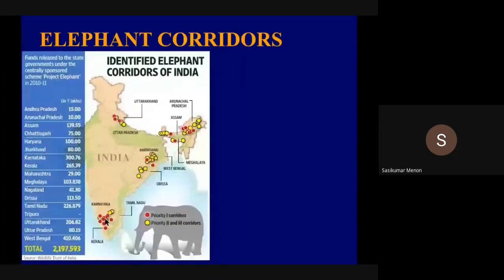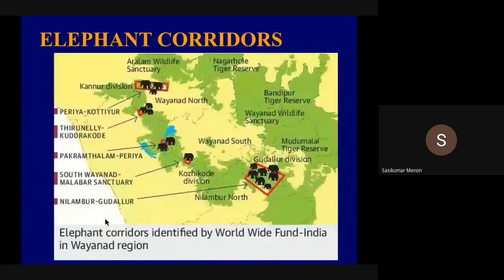Otherwise the conflicts will be very high. We will be using elephants in the coming decade. This is a very good example of WWF doing a very good project in Kerala, and they came out with elephant corridors in Wayanad district, 1, 2, 3, 4, and 5. With these 5 corridors being protected and allowing the elephants to walk through them, the elephants can migrate from Karnataka to Tamil Nadu to Kerala and back to Karnataka.